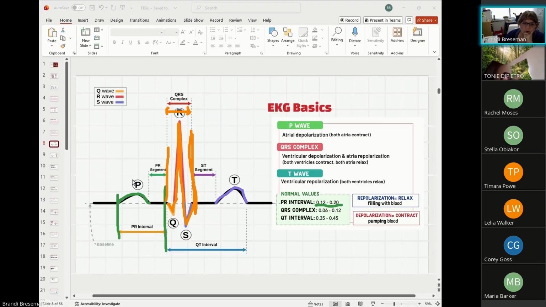The next thing that we're going to measure is going to be our QT interval. Our QT interval is going to start at the beginning of our Q wave and end at the end of our T wave. And we're going to measure or count how many boxes in between these. And it should give us a measurement of 0.35 to 0.45. That's here. And your QRS complex is here.